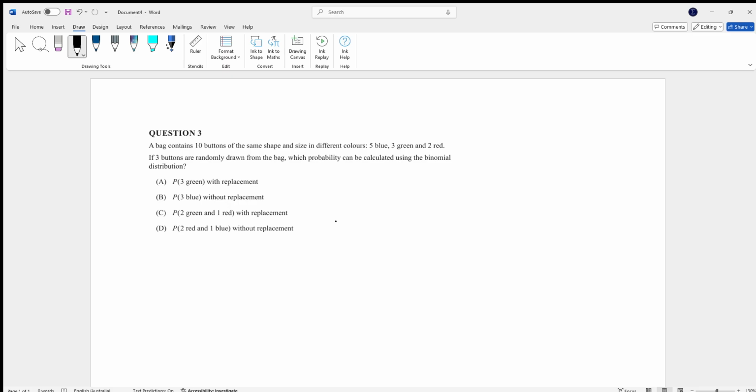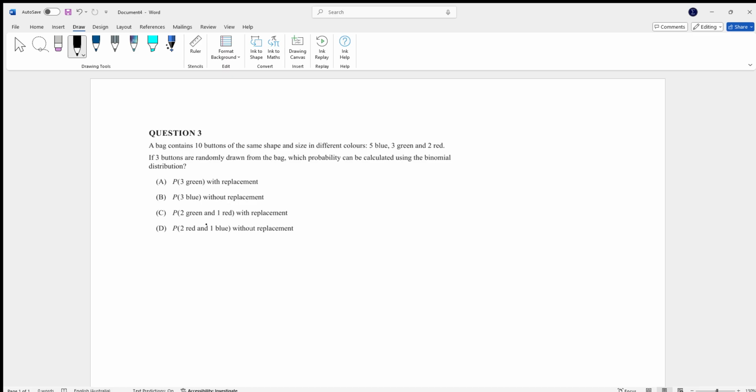So, a bag contains 10 buttons of the same shape and different colors: 5 blue, 3 green, and 2 red. If 3 buttons are randomly drawn from the bag, which probability can be calculated using a binomial distribution? Okay, and then here we're given a couple of options.